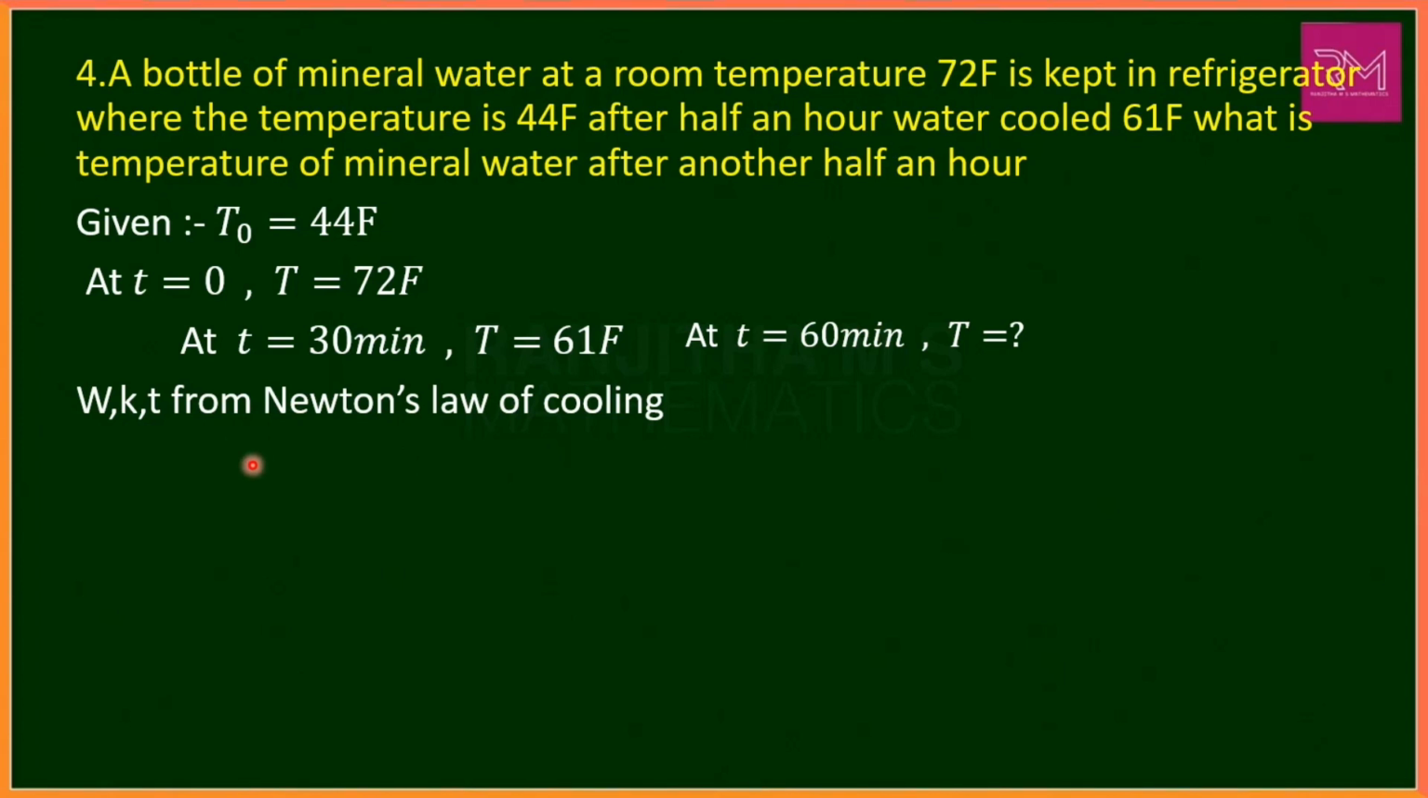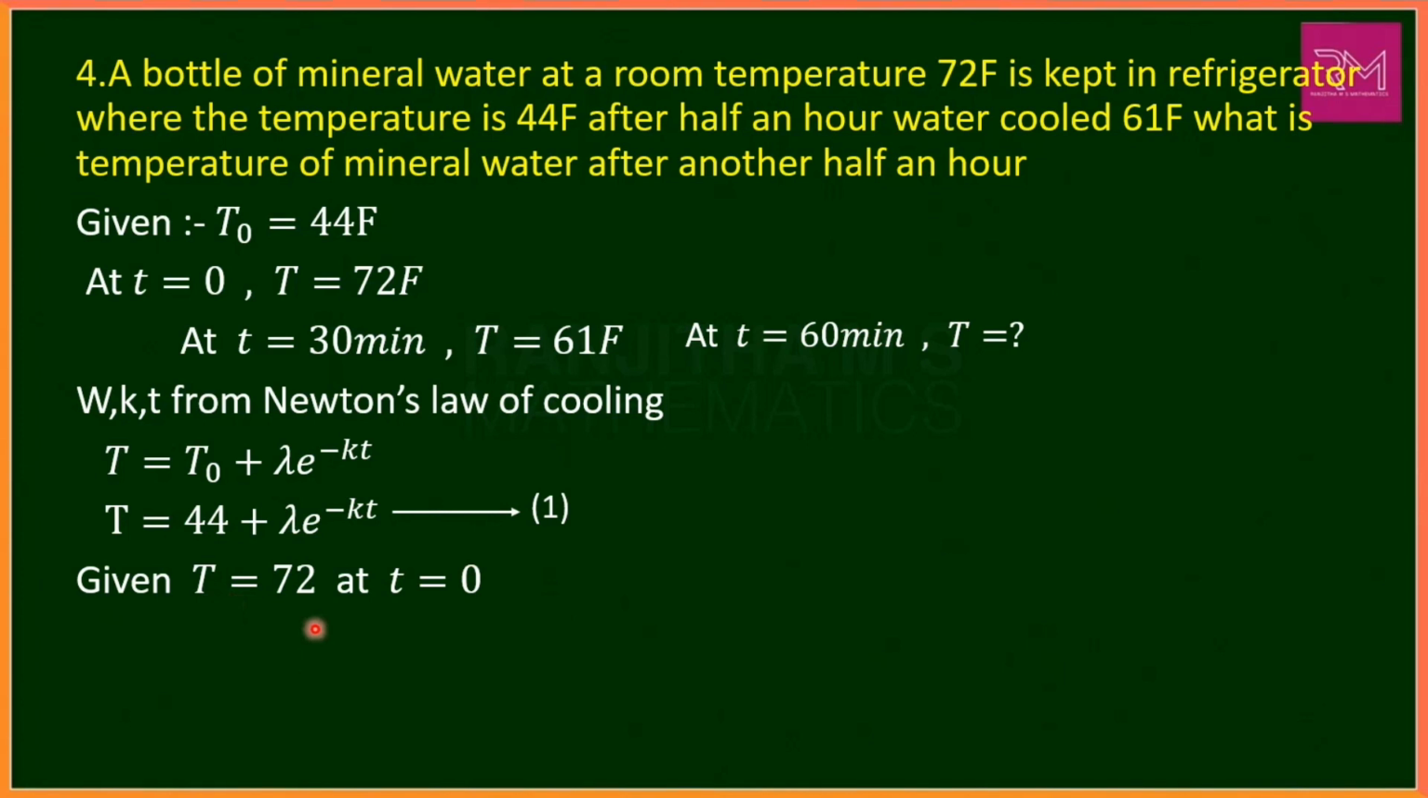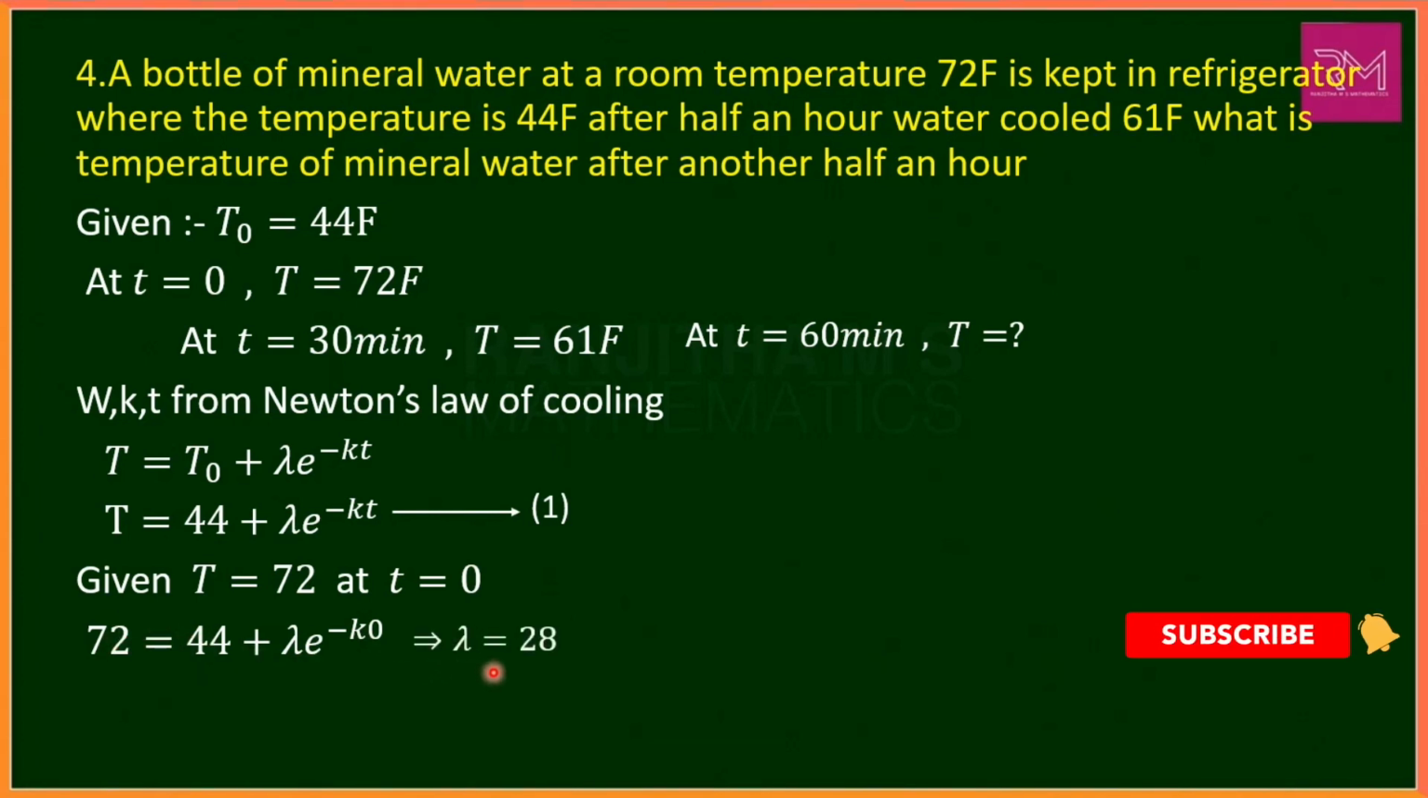We know from Newton's law of cooling, T is equal to T naught plus lambda into exponential power minus kt, where T naught is the temperature of the air, that is 44 Fahrenheit. Substituting T naught, we get T equals 44 plus lambda into exponential power minus kt. Call this equation number 1. Next, take the condition at t equal to 0, T is 72 Fahrenheit. Substituting, 72 equals 44 plus lambda into exponential power minus k into 0. Here this value becomes 1. Lambda into 1 is lambda, which is equal to 72 minus 44. We get the value of lambda as 28.